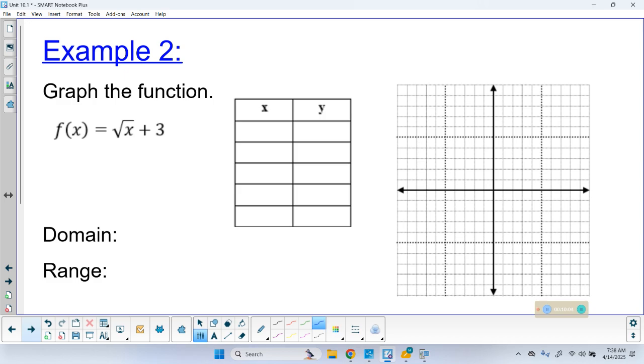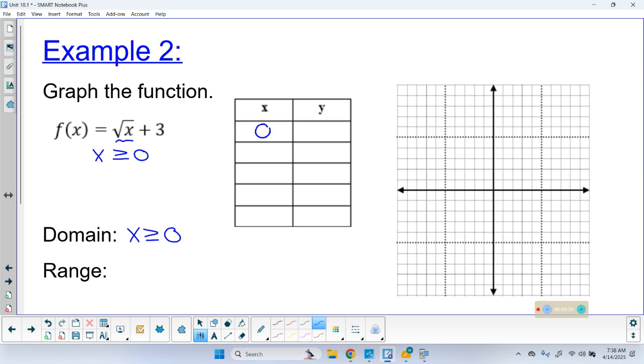Next, again, graph the function. So finding our domain, remember you only take what is underneath of your square root. The +3 is not underneath it, which means we can only take the x, and that has to be greater than or equal to 0. Now, because x is already solved for, that is our domain. X greater than or equal to 0.